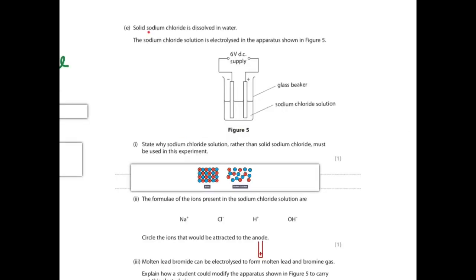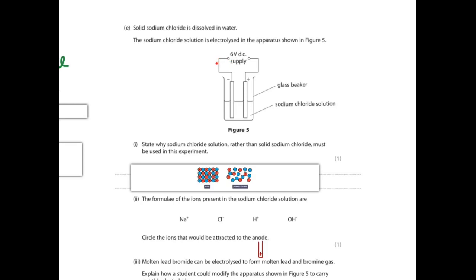Solid sodium chloride is dissolved in water. The sodium chloride solution is electrolyzed in the apparatus shown in figure 5. So we can see we've got an electrolysis set up. We've got a direct current because electrolysis only works when the current flows in one direction, not an alternating current where it goes back and forth.